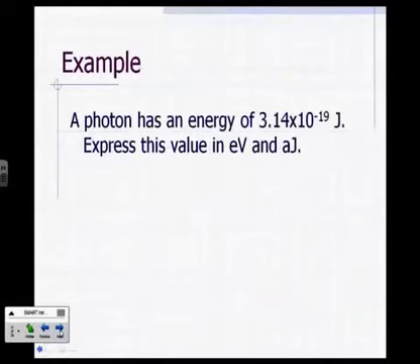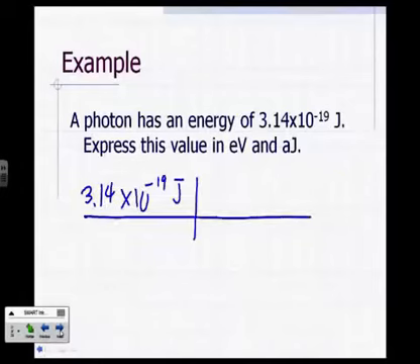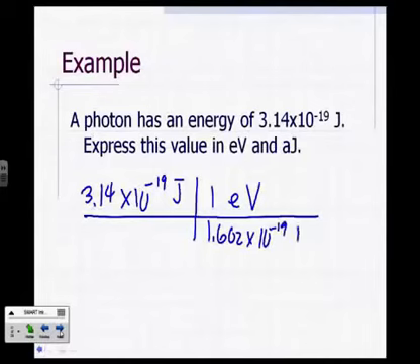So let's say you have a photon energy of 3.14 times 10 to the negative 19 joules. What would this be in electron volts? 3.14 times 10 to the negative 19 joules times 1 electron volt over 1.602 times 10 to the negative 19 joules is how much? Answer?